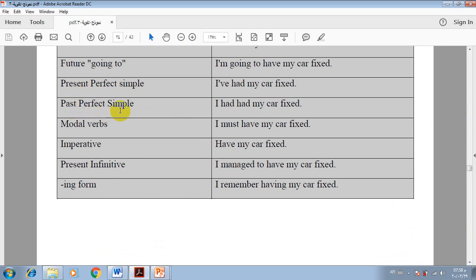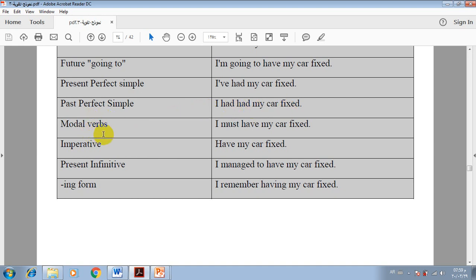Now the past perfect simple. What is the form of the past perfect simple? It's had plus past participle. So in the causative form, we use had plus the past participle form of have to become had plus object and the past participle.